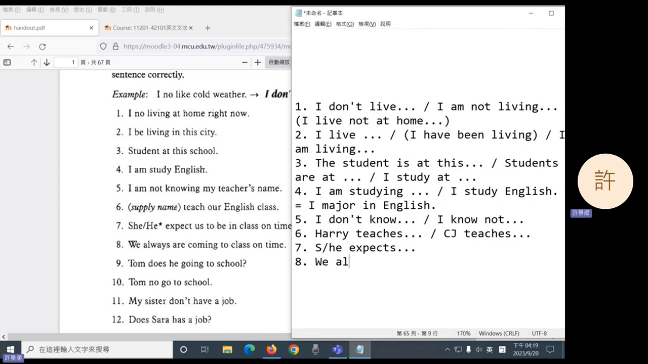Good. We always come to class because this is always. It always happens. It's outside of time. You can use the present tense. What is another possible answer? One other possible answer is that this sentence is correct in a specific situation.